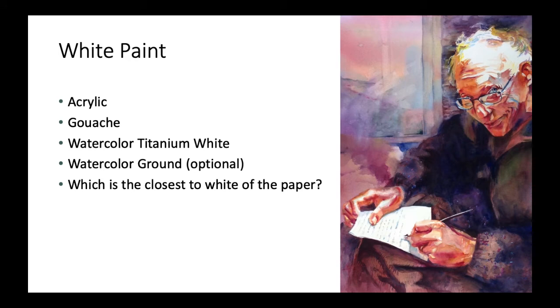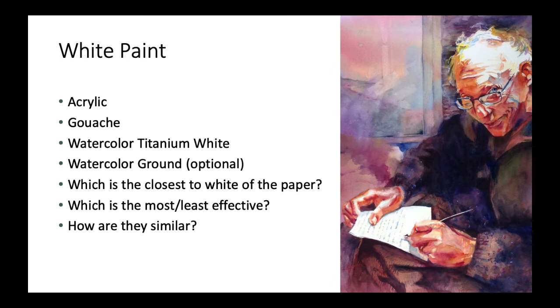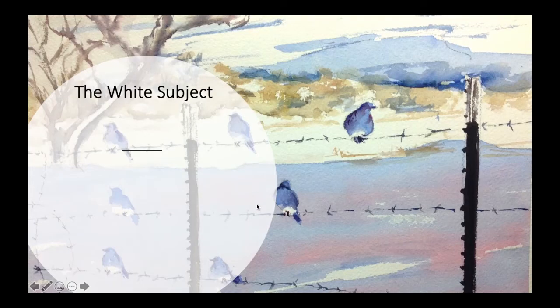So again, you want to ask yourself a question: which of these paints is closest to the white of the paper? Which is most effective? Which is least effective? Do you want to use white paint at all? How are they similar? How are they different? Is the finish the same? Maybe the finish looks different overall than it does in the gouache. So how are they different? Watercolor acrylic, you can't lift it once you paint it, but watercolor titanium white you can.